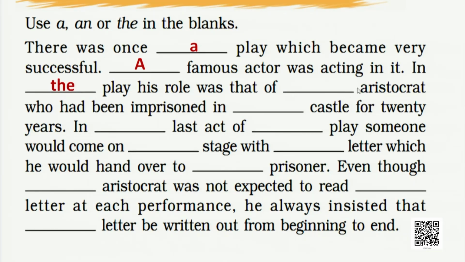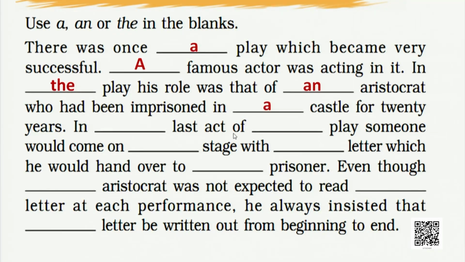In the play, his role was that of dash aristocrat. So here aristocrat is being introduced for the first time, and here the sound is a. Aristocrat, what will come? Just say yes, you are correct. An, yes, an will come. Who had been imprisoned in dash castle. Castle is coming for the first time and it is starting with k, so it is a consonant sound. We will put a here. A castle for 20 years.